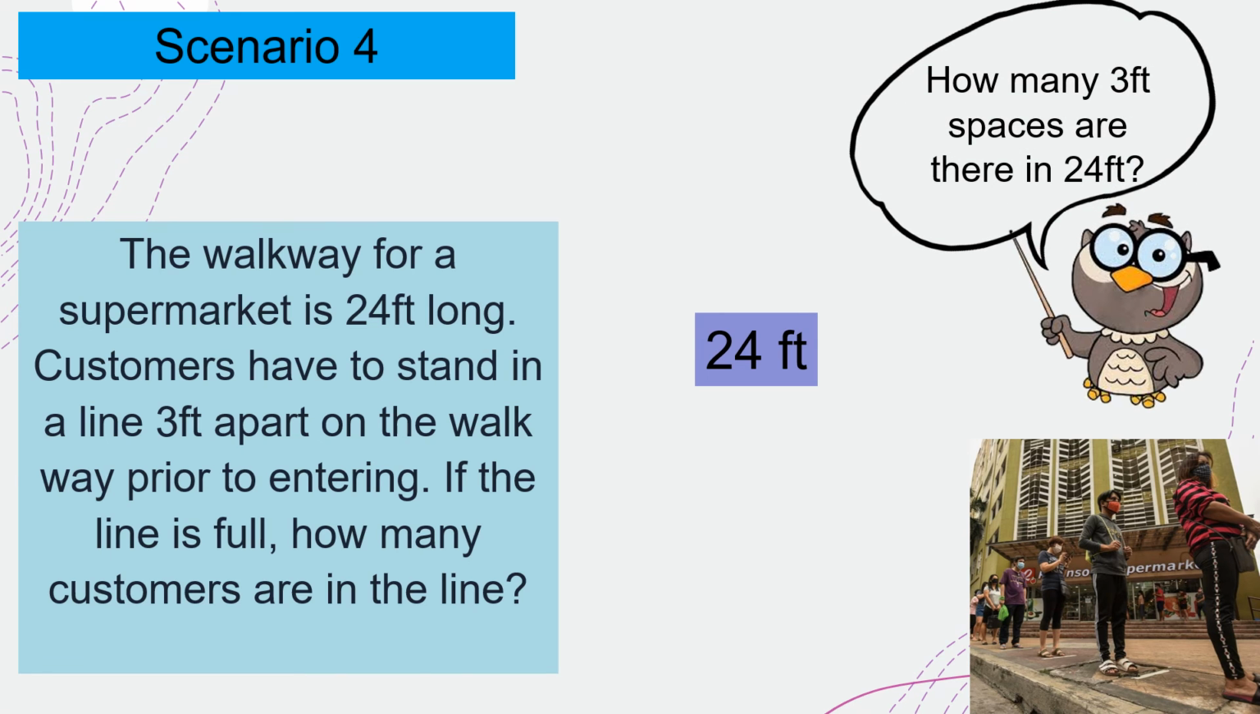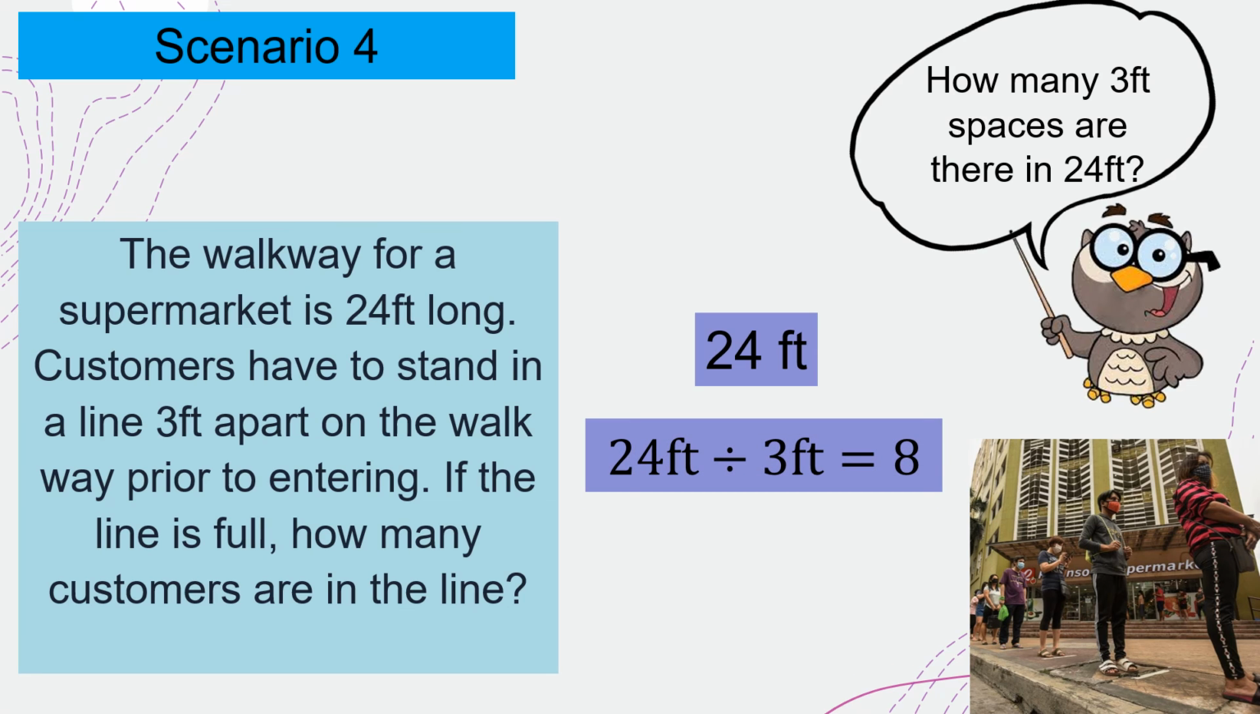Yes, that is a question, Mr. Owl. How many 3 feet distances can we get from 24 feet? Well, to figure this out, we would have to say 24 feet divided by 3 feet. 24 feet divided by 3 feet is 8. There are 8 spaces available, so 8 customers are in line, given that the line is full. Is that the number of customers you got as well?